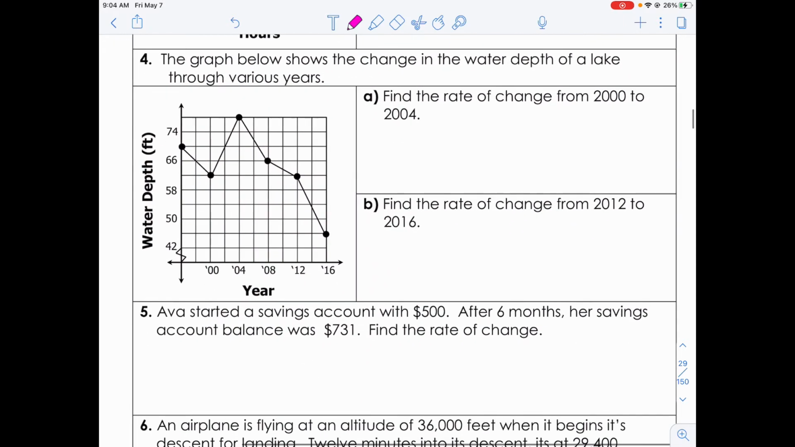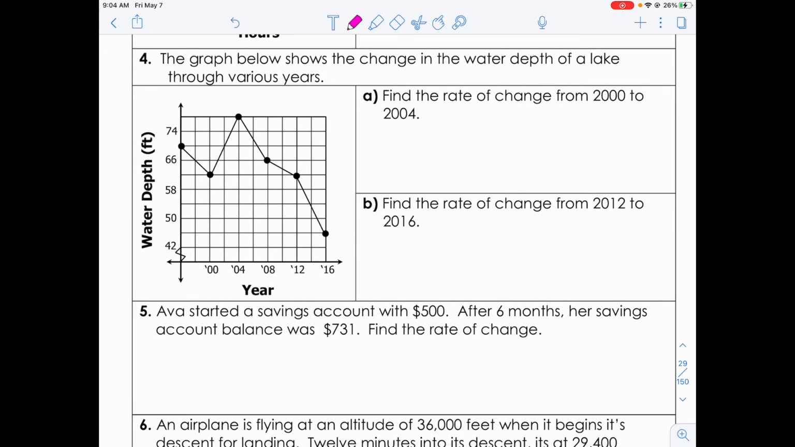Go ahead and do number 4 on your own. Pause the video. Once you are finished, unpause the video and check your work with me.